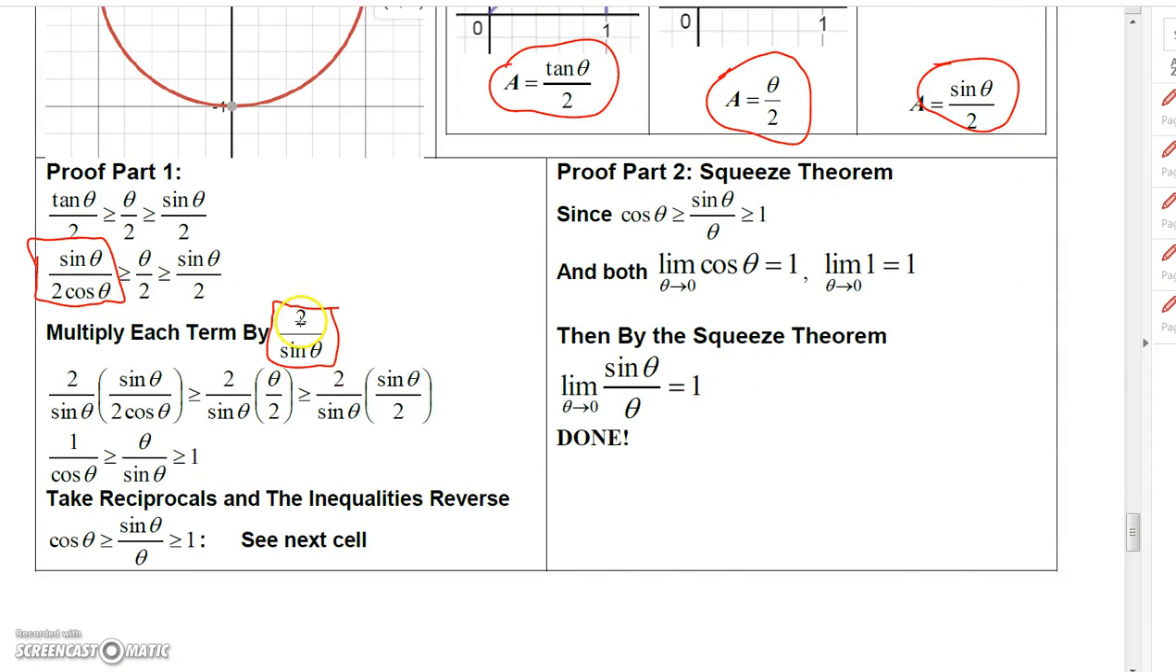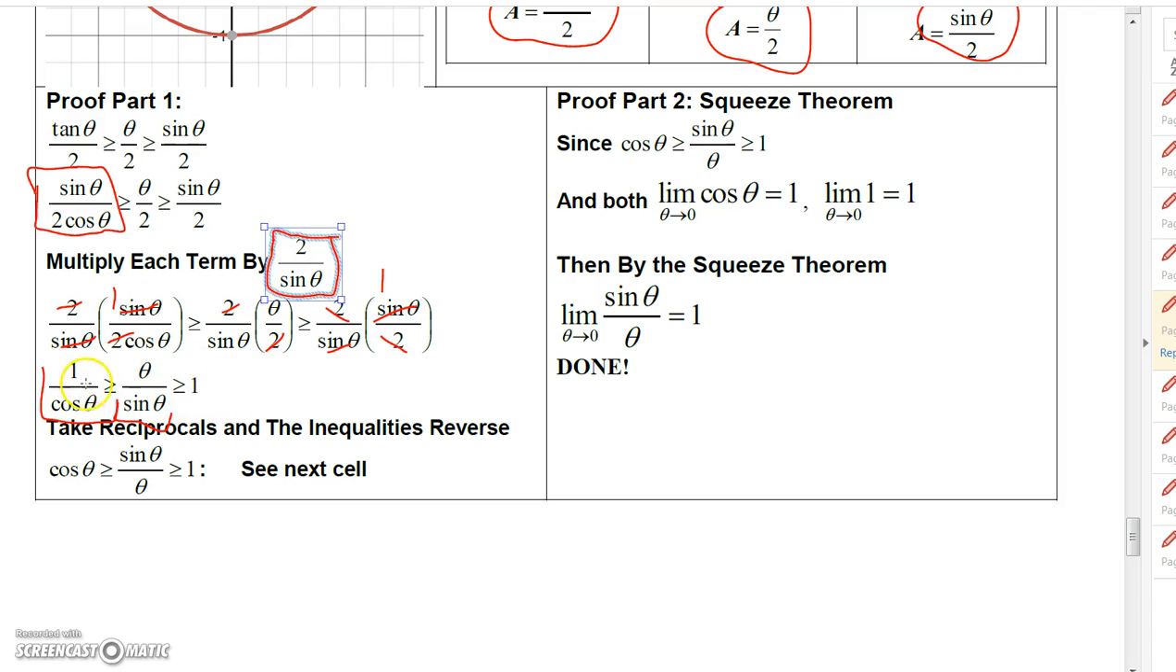Okay, so if I multiply this by 2 over sine theta, then here's what's going to happen. The sine thetas are going to cancel, the 2's are going to cancel, and so I'm just going to have 1 over cosine theta right here. When I multiply this by 2 over sine theta, the 2's are going to cancel, and so I'm just going to have theta over sine theta for the middle expression. And then when I multiply this by 2 over sine theta, it's just going to give me 1 because I'm multiplying by the reciprocal.